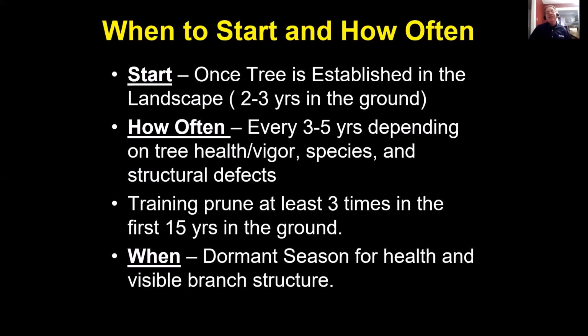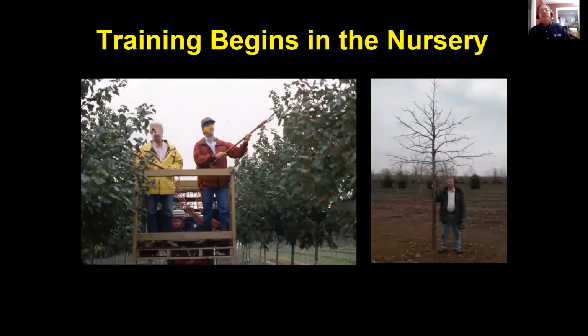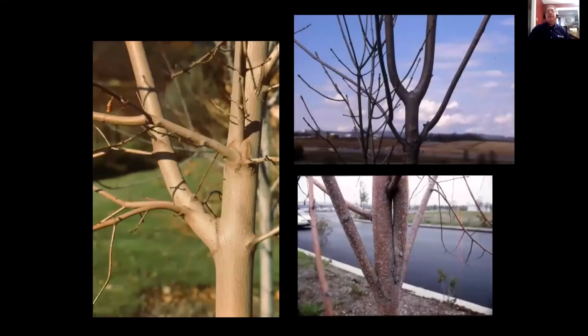Dormant season really is the best because we see visible branch structure. So we'll show you some of this. So it really should start in the nursery. I'm not here to beat up the nursery industry. Some do a really good job of this, and some are busy producing trees, right? And they don't work on structure as much as they should. But that's the place that it should start.